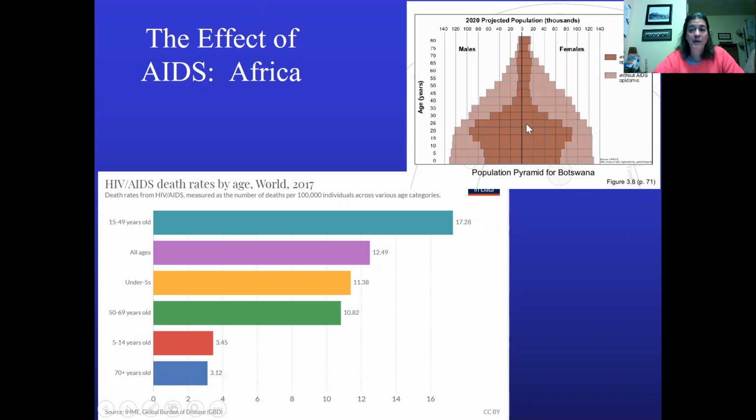And that's bad for a few reasons. One, it would be before they had children. So you still have children in the countries, but these are the people that take care of everyone else. They're the workers that take care of the elderly and the children. So if you look at the death rates by age, the greatest age group that was affected by AIDS is in that most productive age group, the 15 to 49-year-olds.